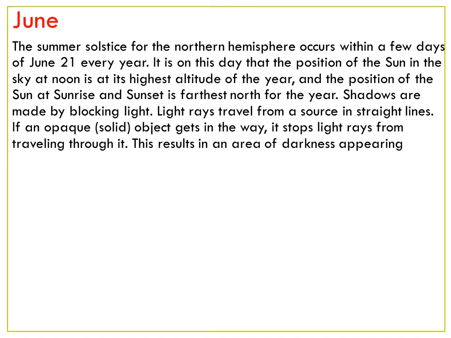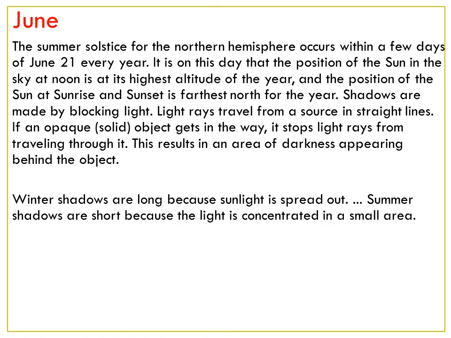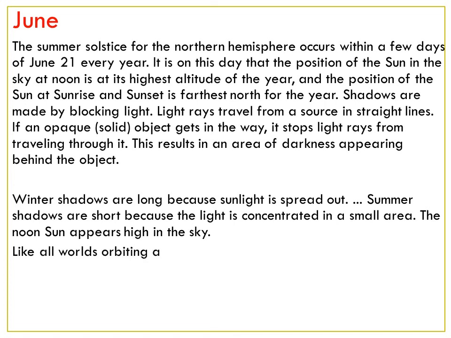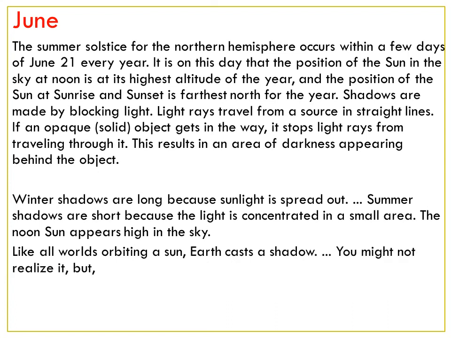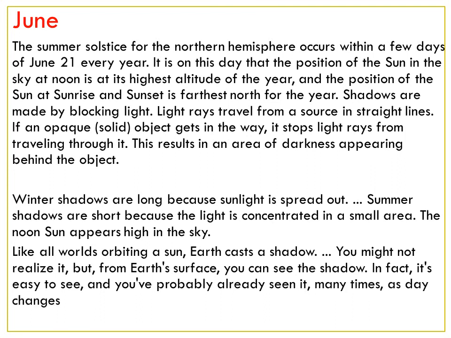Shadows are made by blocking light. Light rays travel from a source in straight lines. If an opaque or solid object gets in the way, it stops the light rays from traveling through it. This results in an area of darkness appearing behind the object. Winter shadows are long because sunlight is spread out. Summer shadows are short because the light is concentrated in one small area. The noon sun appears high in the sky.